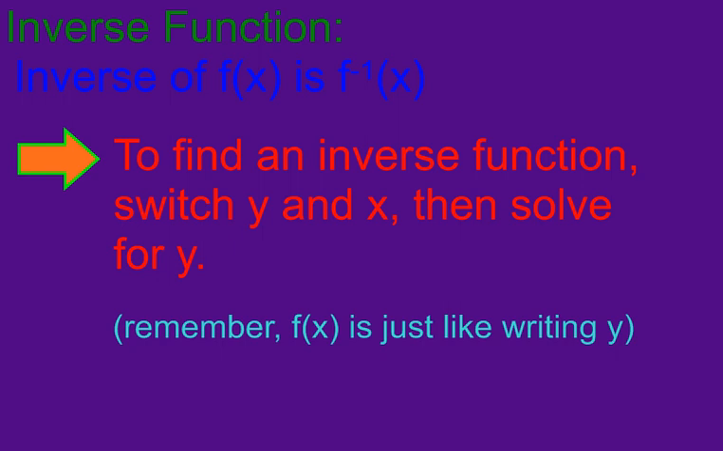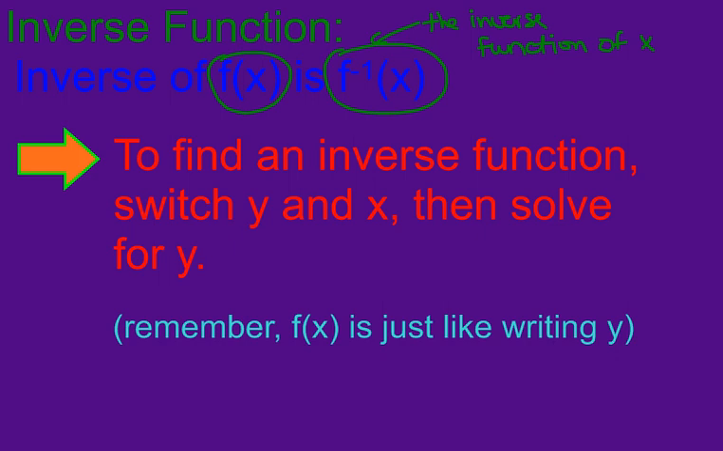What I want you to pay attention to is, if we call a function f of x, the inverse function is noted here as f to the negative 1, and we would read this as the inverse function of x. So that's how you read that. You wouldn't say f to the negative 1 of x. That's read as the inverse function of x. So to find an inverse function, we switch the x and y, or the y and x as it's read, and then we solve for y.